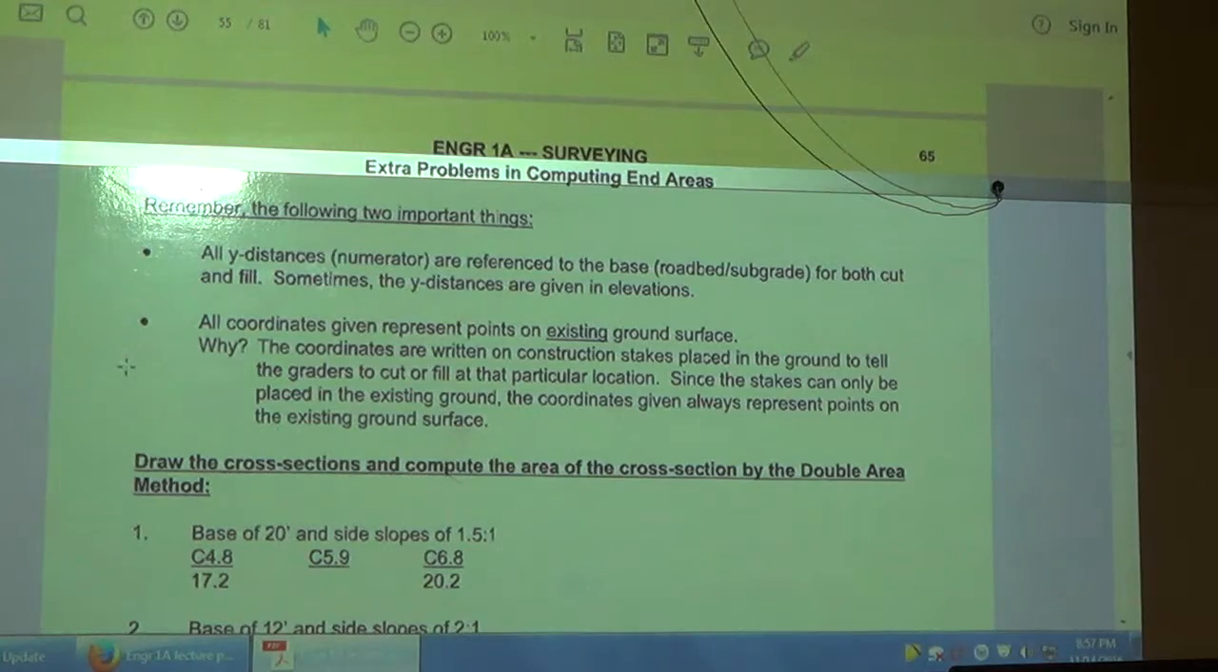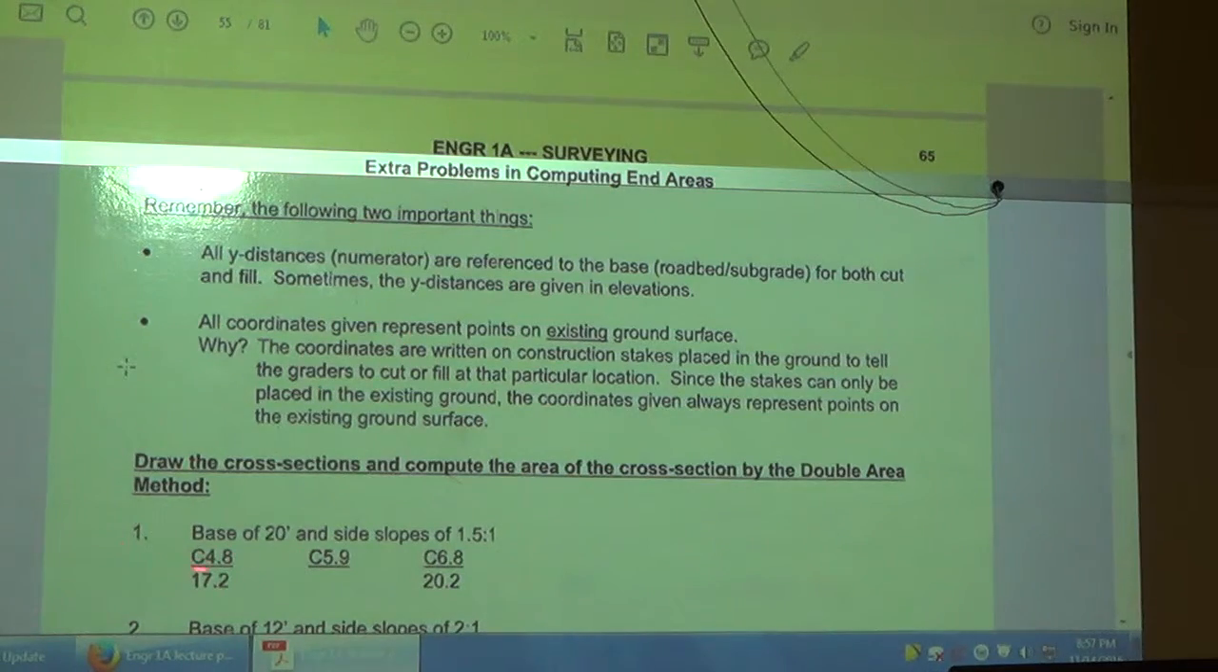How many boxes are an inch on engineering paper? Five. So if every box is 2 feet, 1 inch is 10 feet. So you're using a scale of 1 inch is equal to 10 feet. Write the scale of 1 inch is equal to 10 feet on your paper.